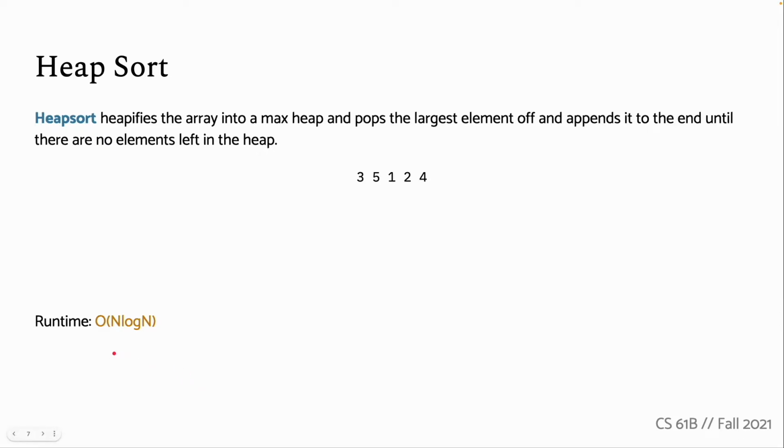Heap sort involves using the heap property that we have discussed in past discussions. We're going to heapify the array into a max heap, then pop the largest element off of our max heap and append it to the end. When we do this, we're going to have to reheapify. Reheapification takes O of log n time. So the total runtime of heap sort is n log n, because we have to reheapify every time we pop something off.